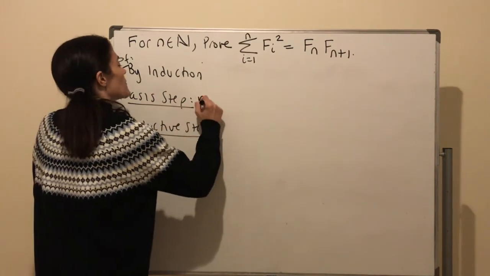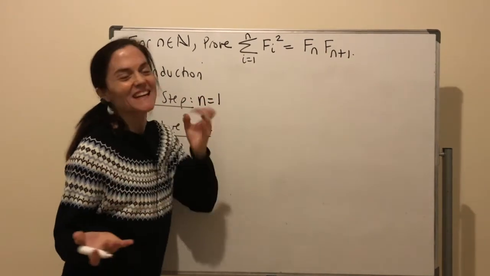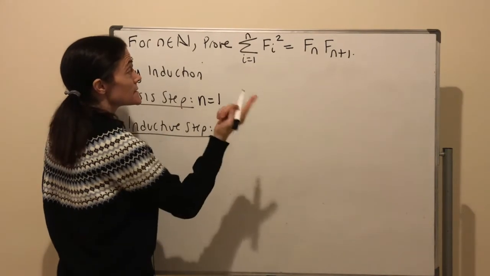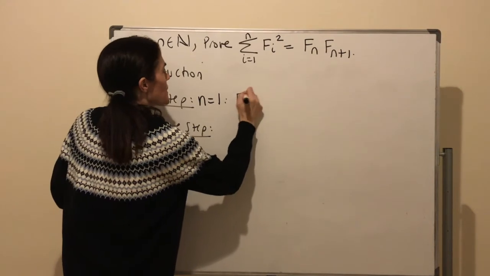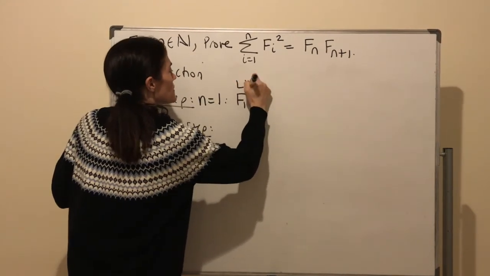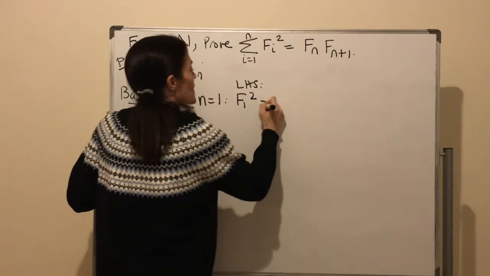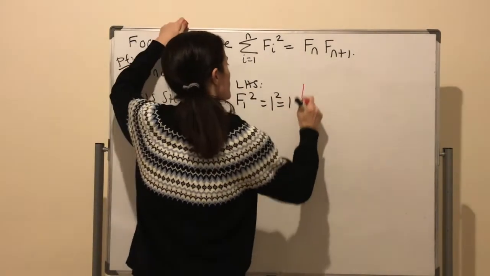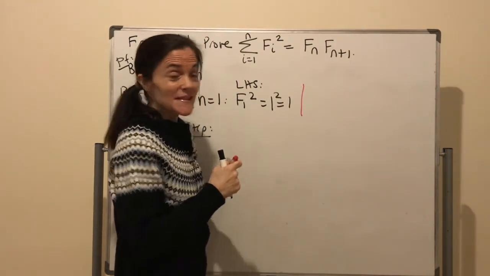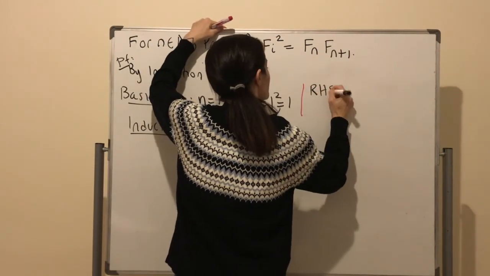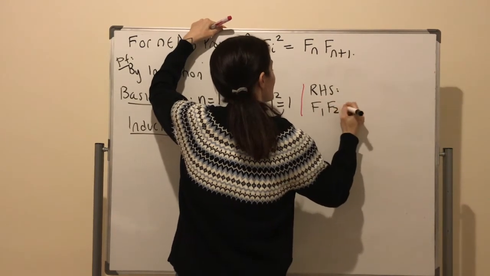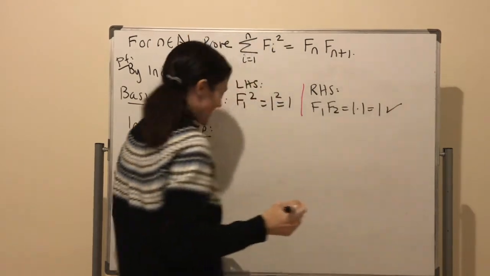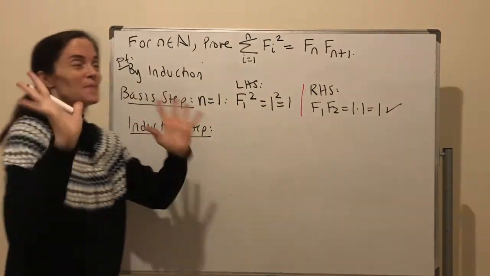Our basis step involves verifying for n equals 1, just like in the first problem. The left-hand side is just one term, so this would be f_1 squared. And f_1 is 1, so we get 1 squared, which is 1. The right-hand side would be f_1 times f_2. Both of these are 1, and so we get 1 here as well. We have verified our basis step.